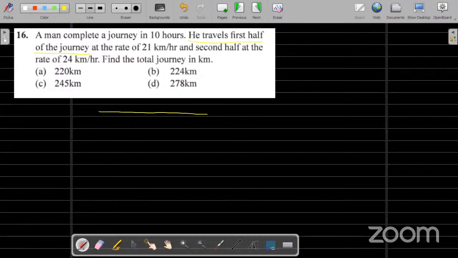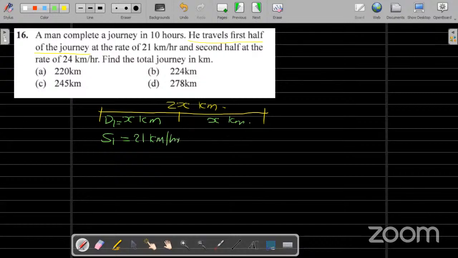So let the total distance of the journey be 2x kilometers, where the first half is x kilometers and the remaining half is x kilometers. For the first half, the distance is x kilometers, traveled at a speed of 21 km per hour. The second half he traveled at a speed of 24 km per hour. This is the situation. The distance of the second half also is x kilometers.